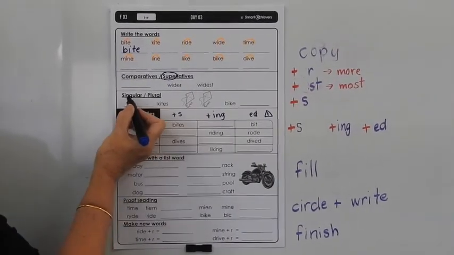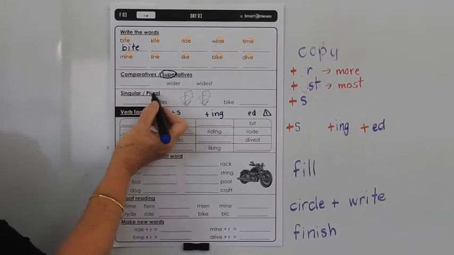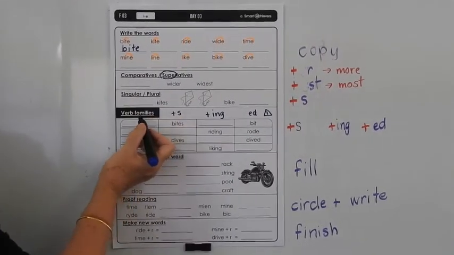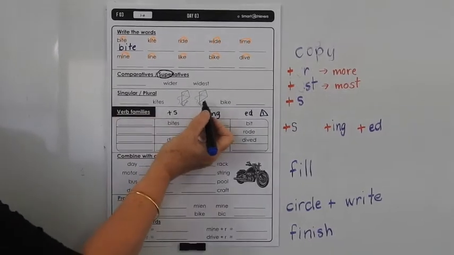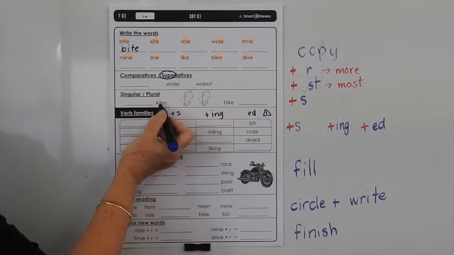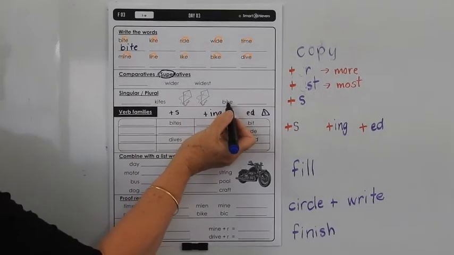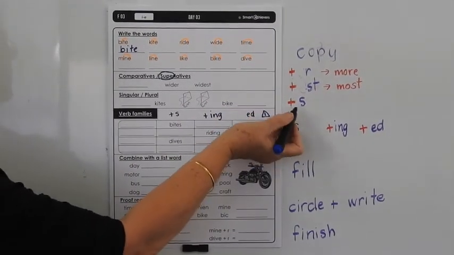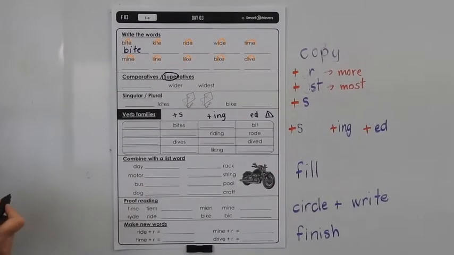Singular and plural. Singular means one and plural means more than one. So the singular of kites would be kite. The plural of kite would be kites. Bike is the singular, the plural would be bikes. So all you have to do is add the S to the end of it.